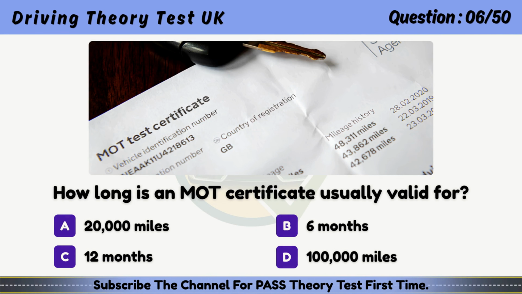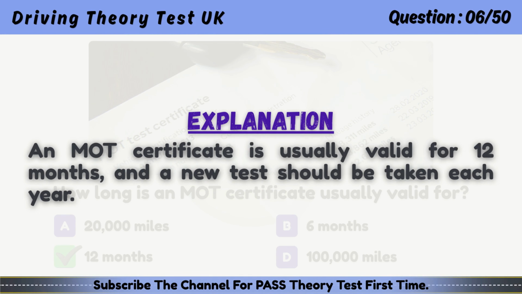Question 6. How long is an MOT certificate usually valid for? Option A. 20,000 miles. B. 6 months. C. 12 months. D. 100,000 miles. Answer is C. 12 months. An MOT certificate is usually valid for 12 months, and a new test should be taken each year.